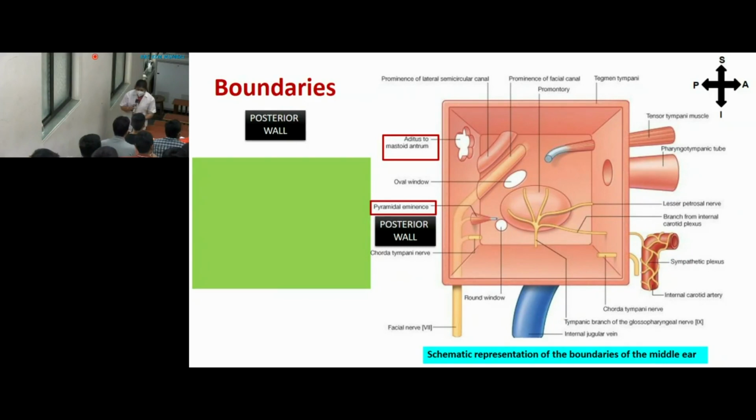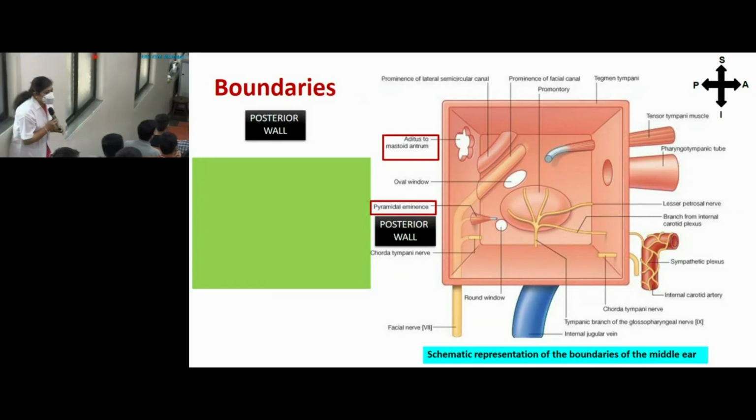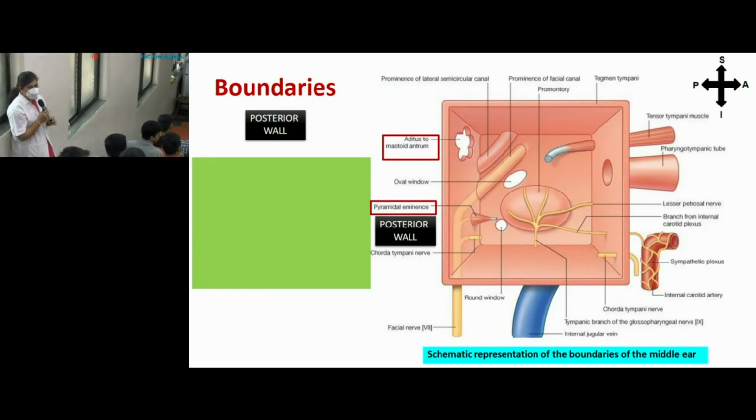Can we revise? In the upper part, there is aditus to mastoid antrum. Then there is pyramidal eminence, which contains stapedius muscle, which is inserted on stapes. And below this pyramidal eminence, there is one nerve coming from the facial nerve. The name of this nerve is chorda tympani nerve. And then what happens to this bony canal through which facial nerve is passing? Then it opens in between the mastoid process and styloid process along norma basalis. The opening is called stylomastoid foramen.